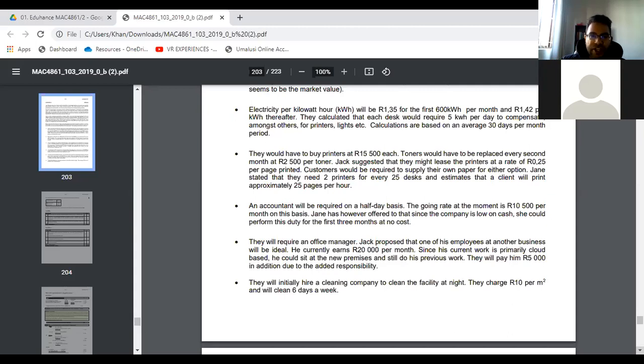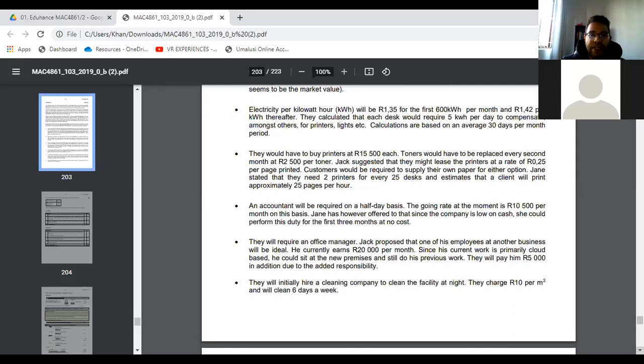Jane stated that they need 2 printers for every 25 desks and estimates that the client will print approximately 25 pages per hour. Okay, so that's very important. A client will print 25 pages per hour. It's a lot of pages.